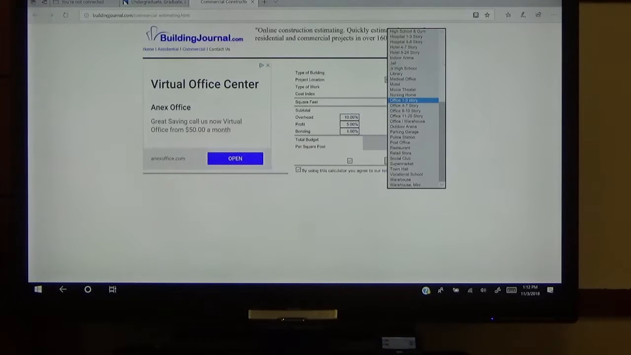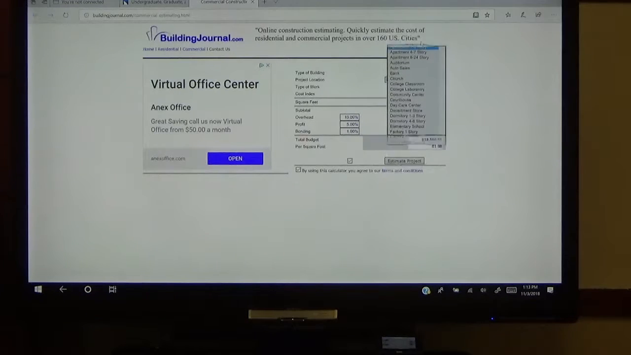Okay, let's go to apartments, 1 to 3 story. Even a little bit cheaper. Okay. But anyway, you get the reality. It doesn't require that much effort and skill to be able to use that. I don't think you're building in Fort Lauderdale for $60 a square foot. Yeah, well, unless you don't have any labor.